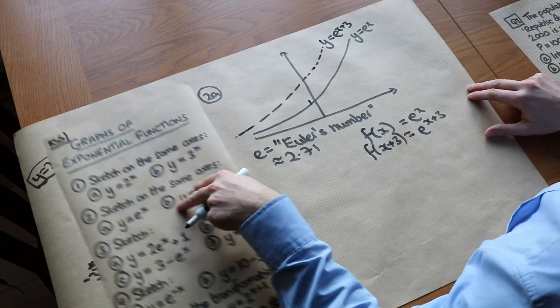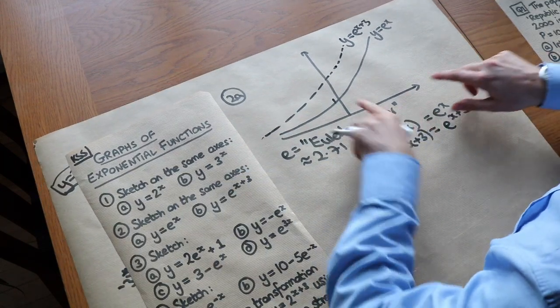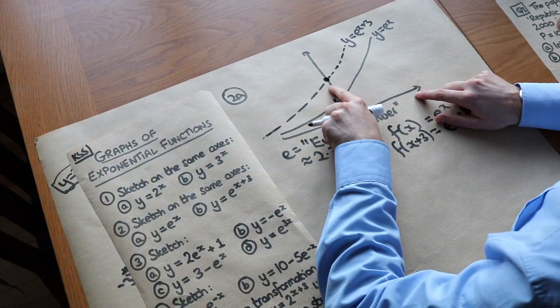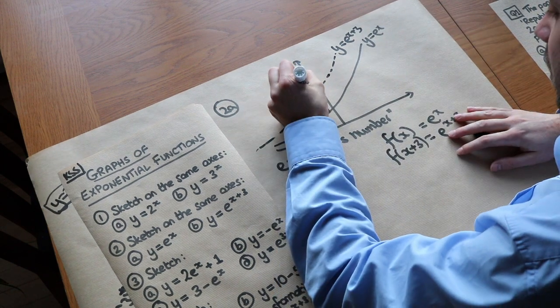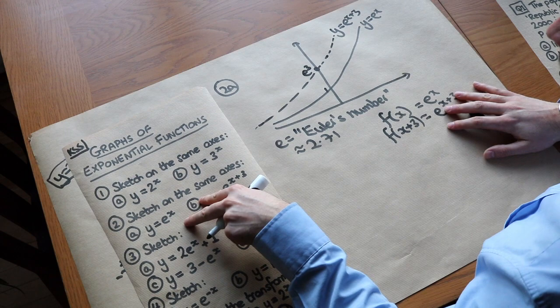But the one thing we're missing is the y-intercept. So if x was equal to 0, we get this y-intercept. e to the power of 0 plus 3 is e cubed, isn't it? So this y-intercept here would be e cubed.